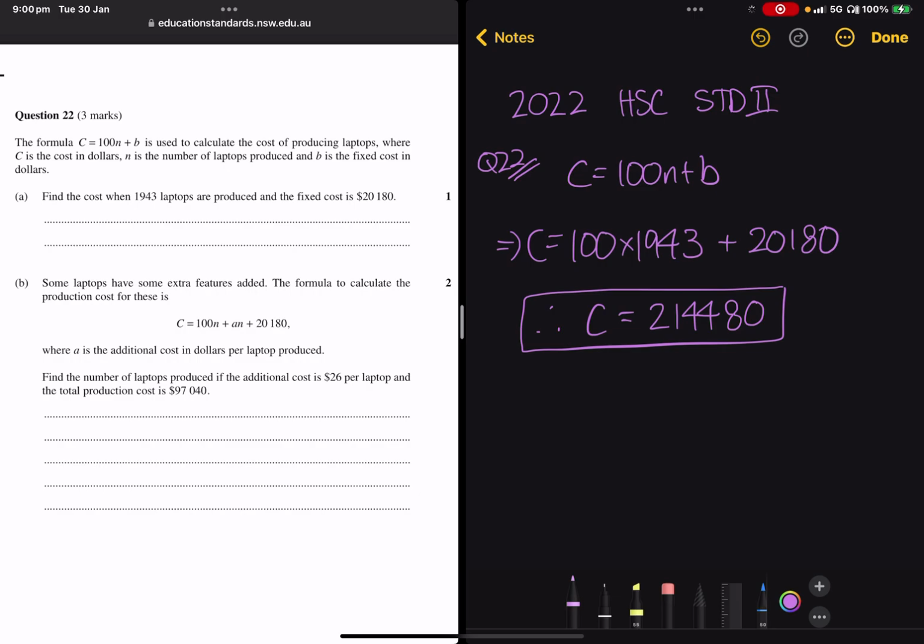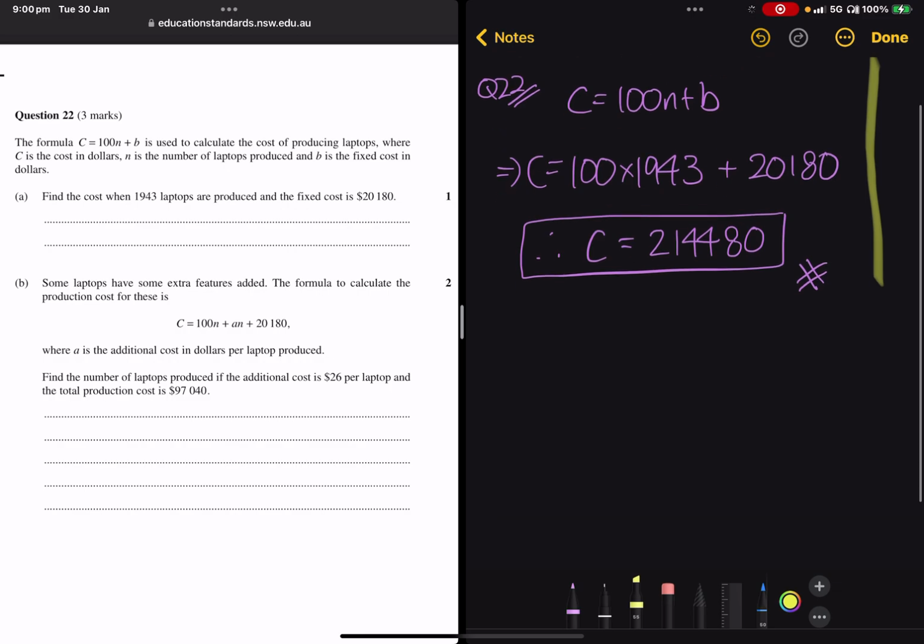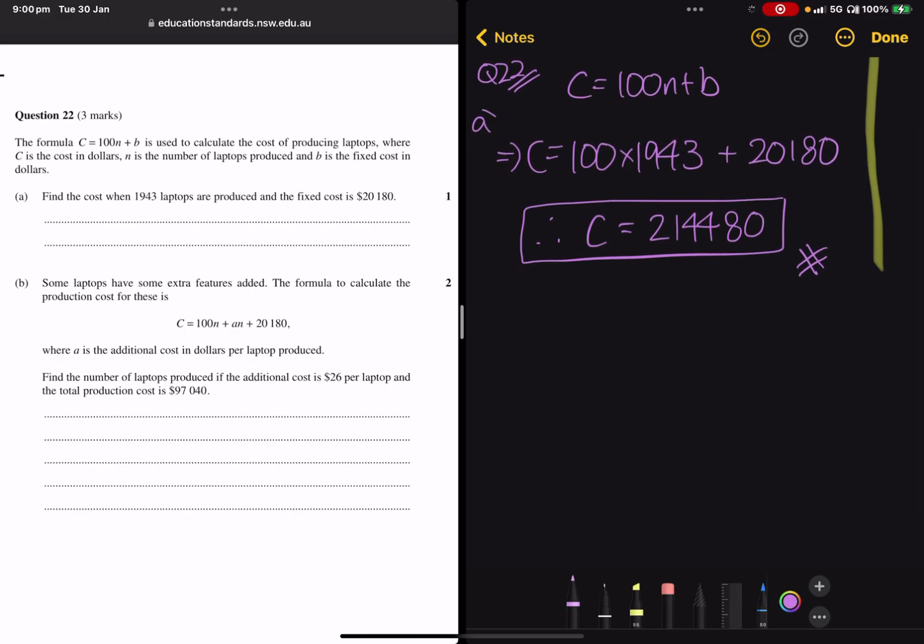And this is the total cost associated with producing 1,943 laptops with the given fixed cost. Now this is worth 1 mark. You have to get the correct answer in order to get that 1 mark. So this was part A.